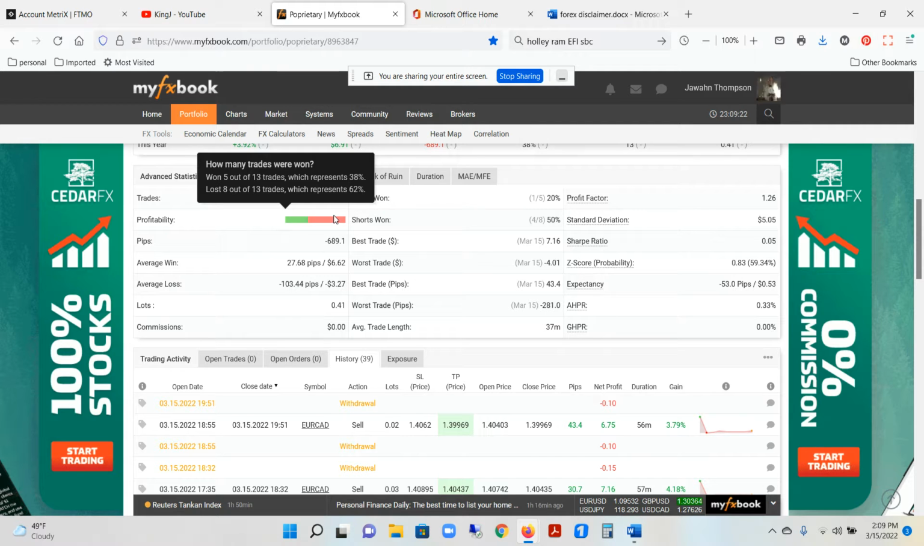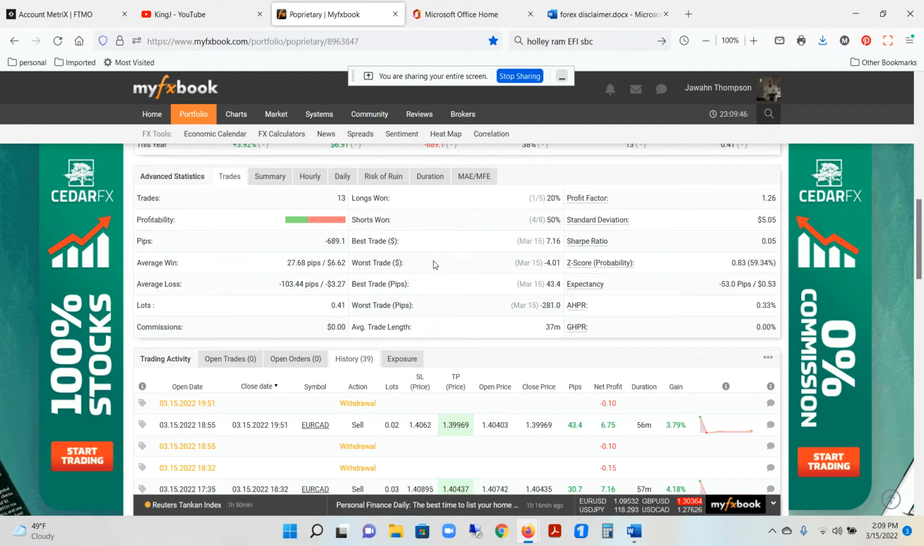Like I said, I'm using 1 to 2 risk to reward, and to break even on a system that uses 1 to 2, you need 33% to win. So to make money, you need 33% plus a cushion. 40%, 45%. And here's my profit factor, 1.26.